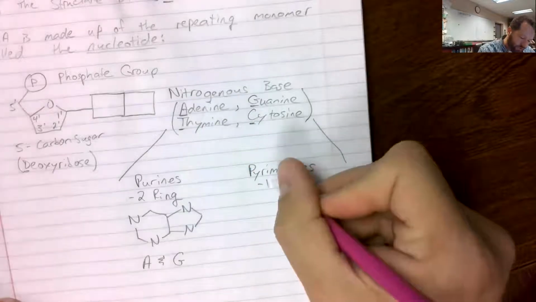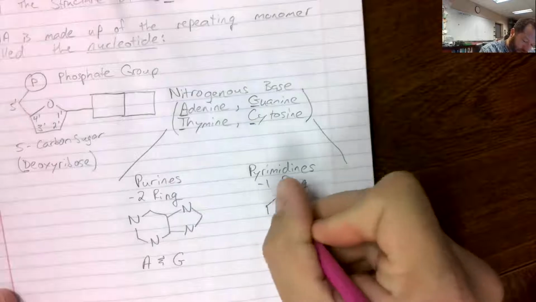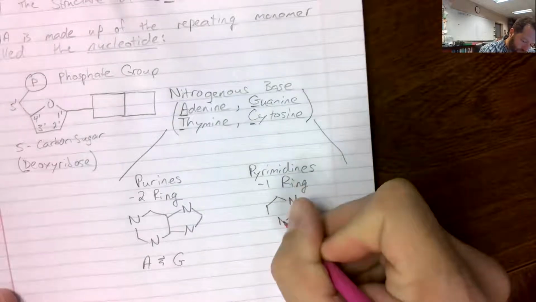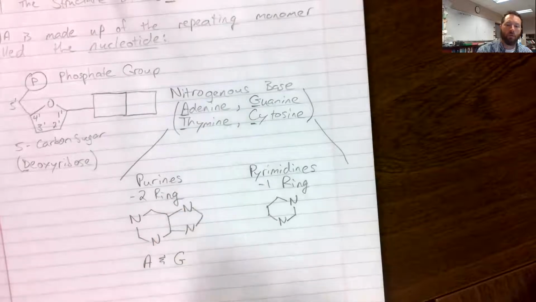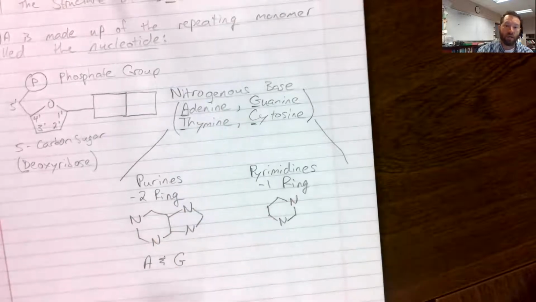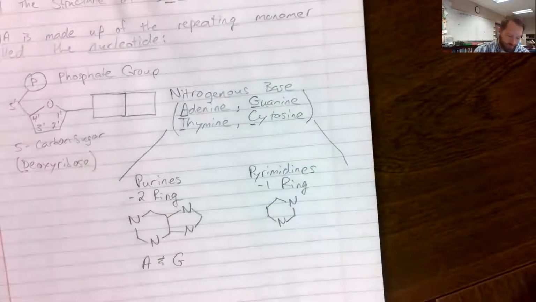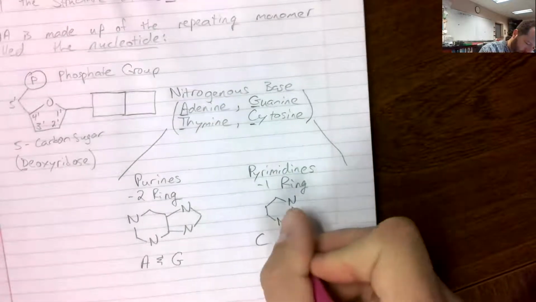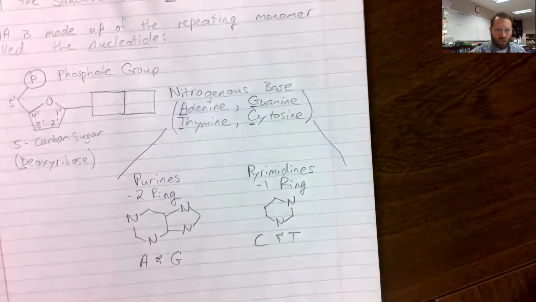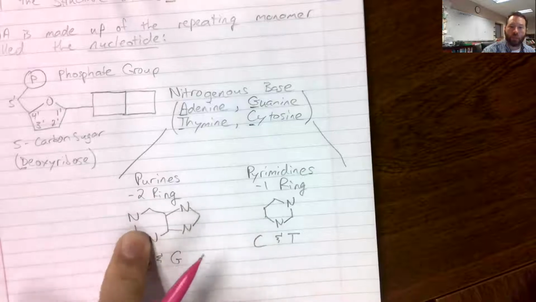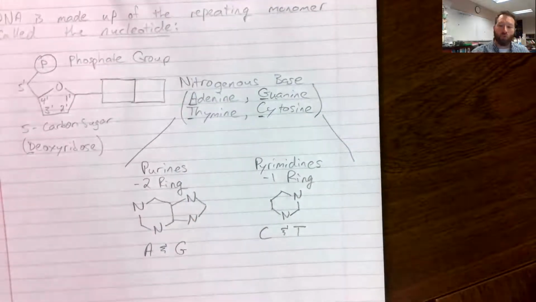pyrimidines. And the difference is that these only have a 1 ring structure. So they look a little bit more like this. Just 1 ring. So we've got the double ring, and this one only has a single ring. Again, I've got the nitrogens in there just so you can see that it is a nitrogenous base. It's a base full of nitrogen. And these are, well, the other 2 we have left, C and T, cytosine, thymine. So you notice how the purines are bigger than the pyrimidines, a little bit longer. That's going to play a really important role in a little bit here.